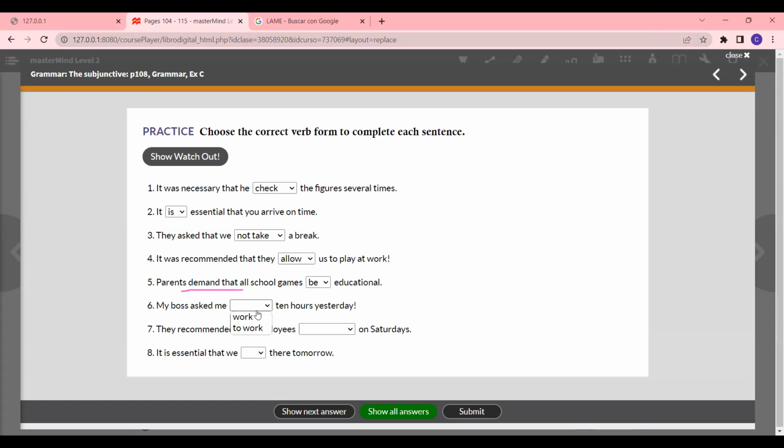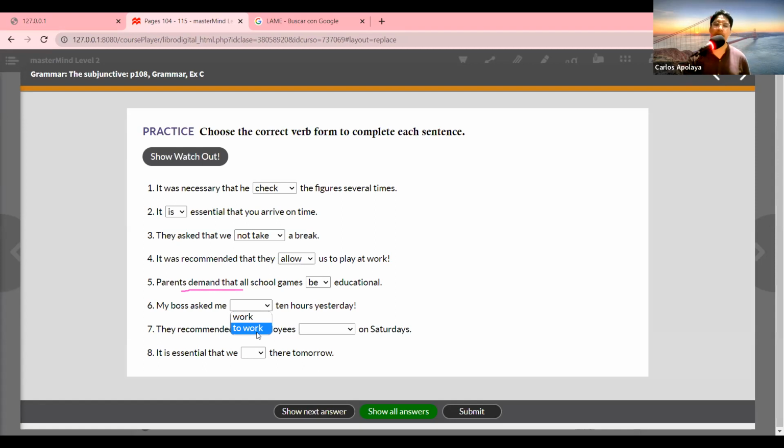Ask me to work 10 hours yesterday. Muy bien, aquí es to work, pero ¿no era work nomás? Mira la estructura. Ask me. En la número 3 es ask that. Siempre que utilicemos el ask, el recommend, el demand, el propose, todos ellos, utilicemos el that, utilizamos el verbo así. Pero si no, así. Muy bien, Sara.